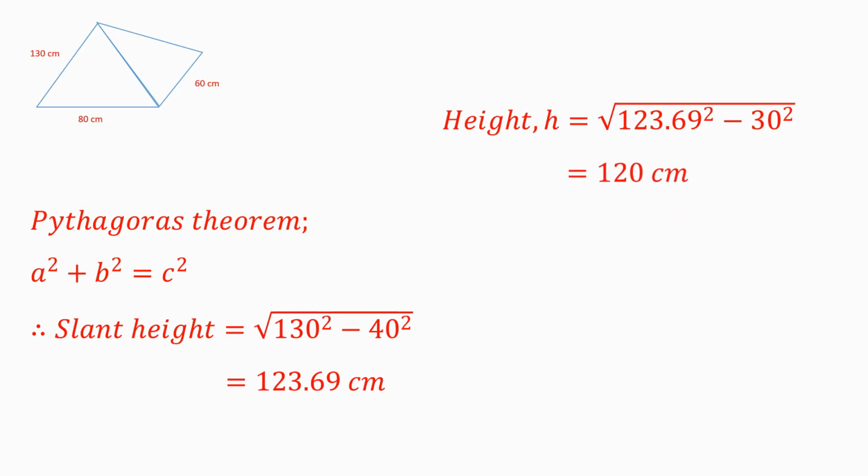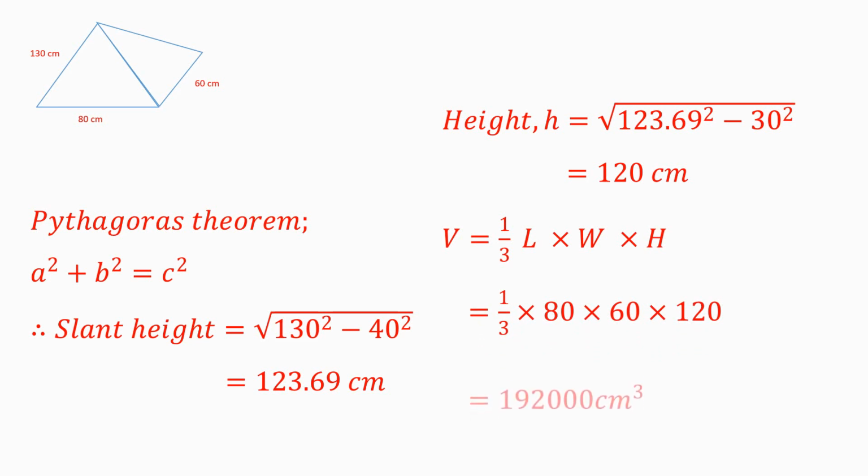And so we compute the volume, which is a third times the length, which is 80, the width is 60, and now our height is 120 centimeters. So substituting, we have a third times 80 times 60 times 120, and it results to 192,000 cubic centimeters. So that is the volume of the pyramid.